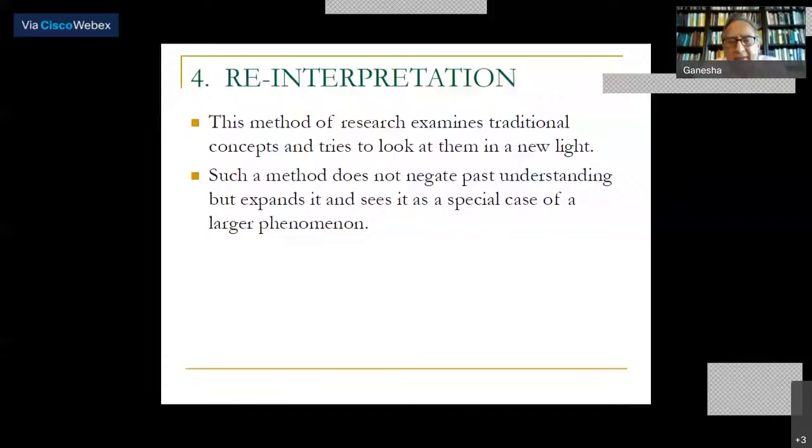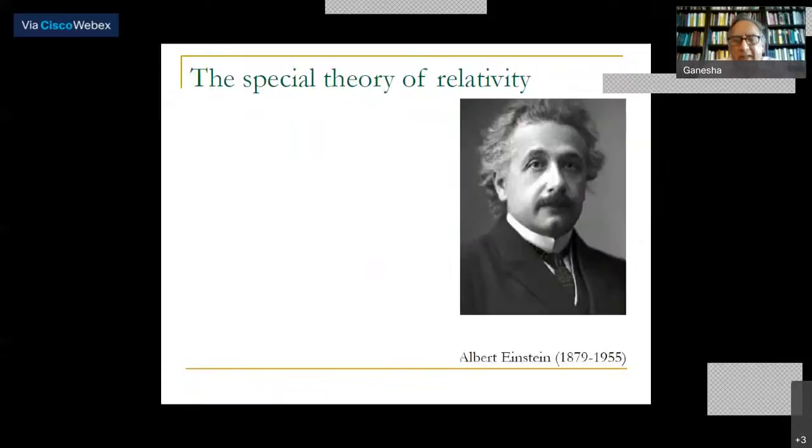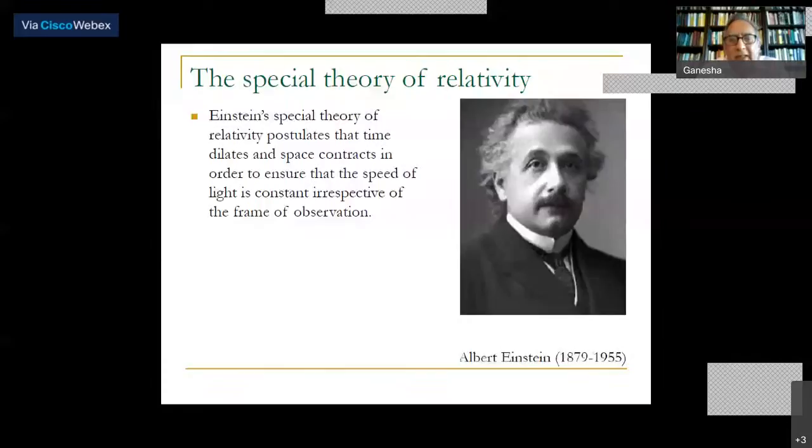The Michelson-Morley experiment forced physicists to re-examine Newtonian physics and to question the fundamental axioms. What is space? What is time? We just think of these as absolute, but these were the questions raised by the Michelson-Morley experiment. First and foremost were our notions of space and time. So the special theory of relativity, as most of you know, was the remarkable discovery of Einstein. In that theory, we postulate that time dilates and space contracts so that the speed of light is constant.